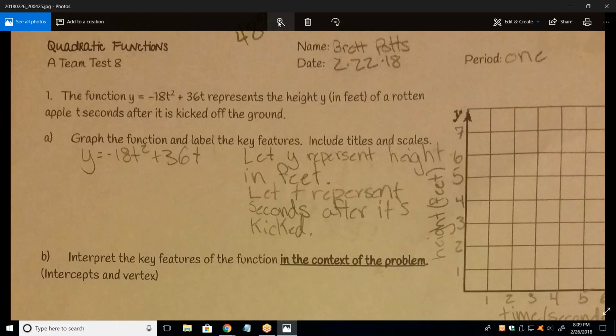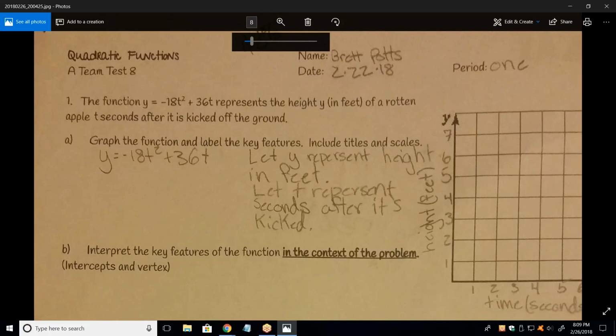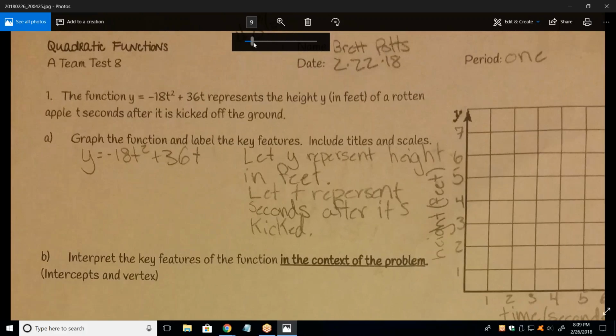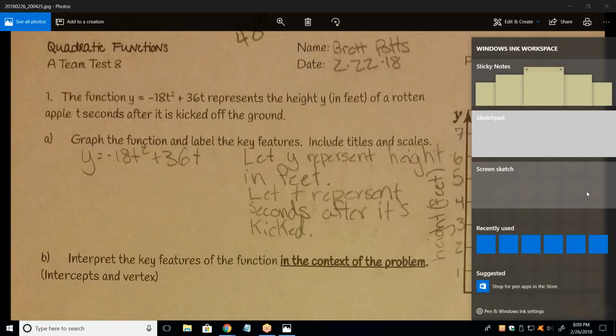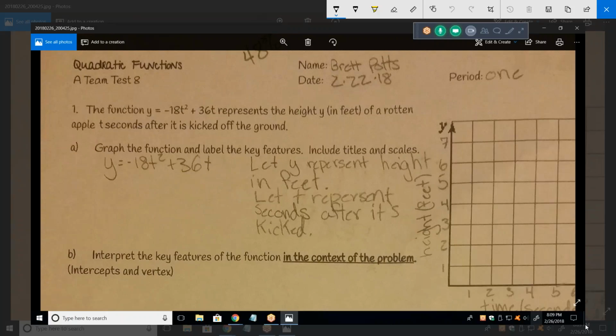Okay, here I need to shrink this a little bit. No, I'm not going to be able to, okay, that's fine. Graph the function and label the key features. Include titles and scales. So we've already figured out that one point that is on this thing is 0, 0, right? So whatever our graph has to go through that point.